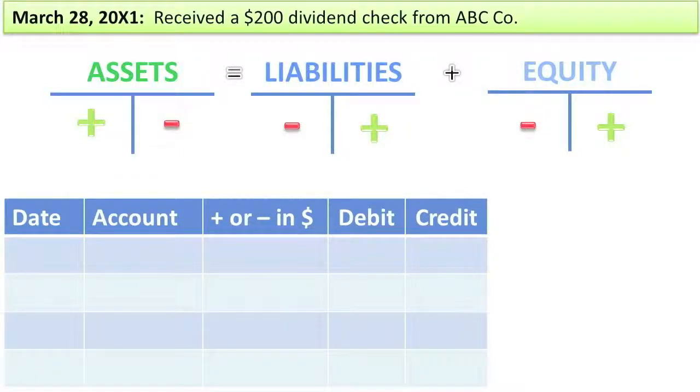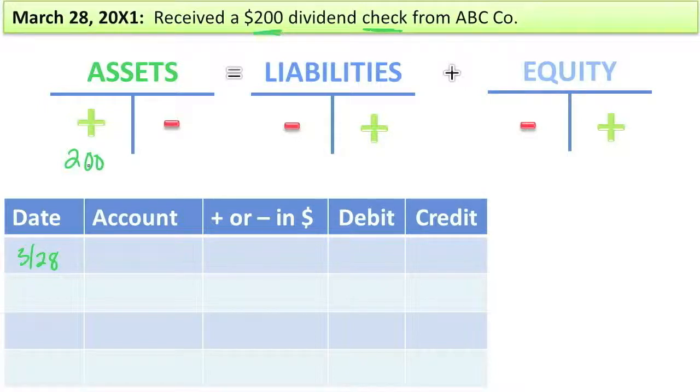We received a $200 dividend from ABC Co. We're receiving a dividend check. Now we're going to consider checks as cash. Later on, if the check bounces, we'll have to deal with that. But when we get paid a check, we're going to assume that it is cash. So on March 28th, we received a dividend check of $200.